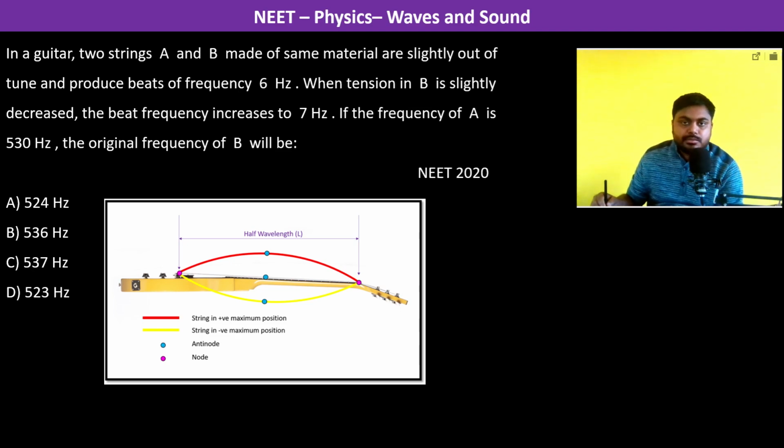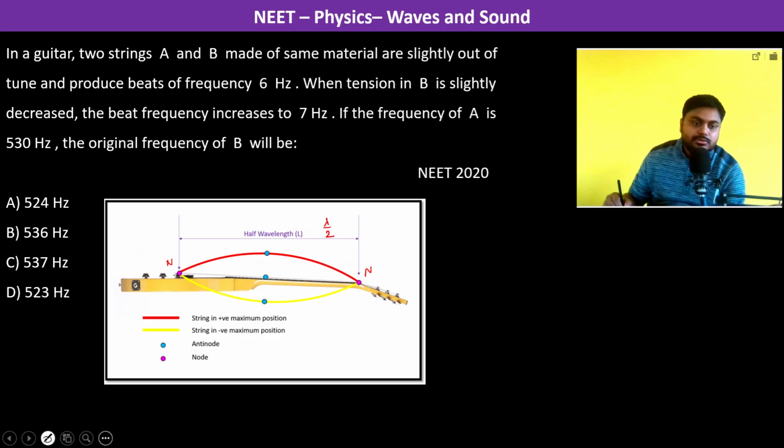Two strings A and B made of the same material are slightly out of tune and produce beats of frequency 6 Hz. So in a stringed instrument, what happens is, this is a node and this also is a node. The distance between the two nodes is half the wavelength, which is lambda by 2.